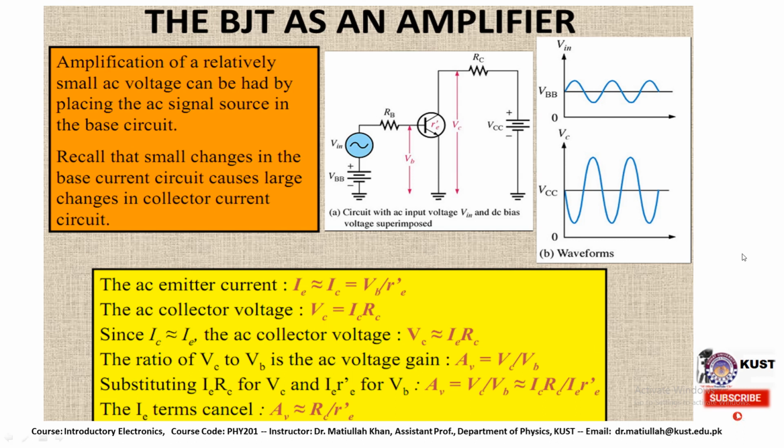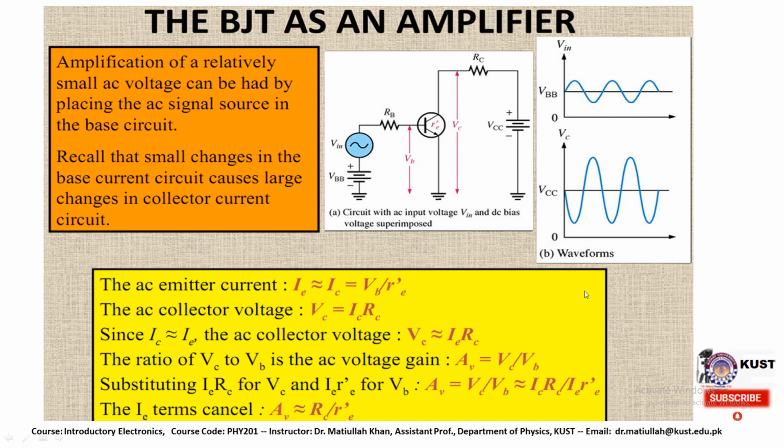Here look in this circuit, it is actually the circuit with input AC voltage, that is called V in, and DC bias voltage is superimposed. So what happened, this is actually the input voltage, and you see the intensity of it is small, and the output is like this, in the waveform. When you see this, the signal is amplified.